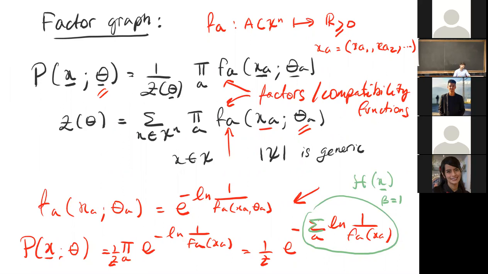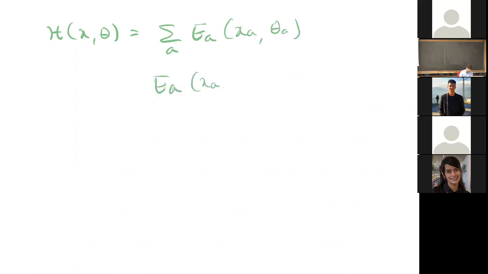And actually what I will do next is, so let me just end on that. Now if you define the Hamiltonian as a sum of local energy terms, then these E of A's are the log of 1 over FA of XA. So we just realized that an extremely generic class of probability distributions can be written in a Boltzmann form.